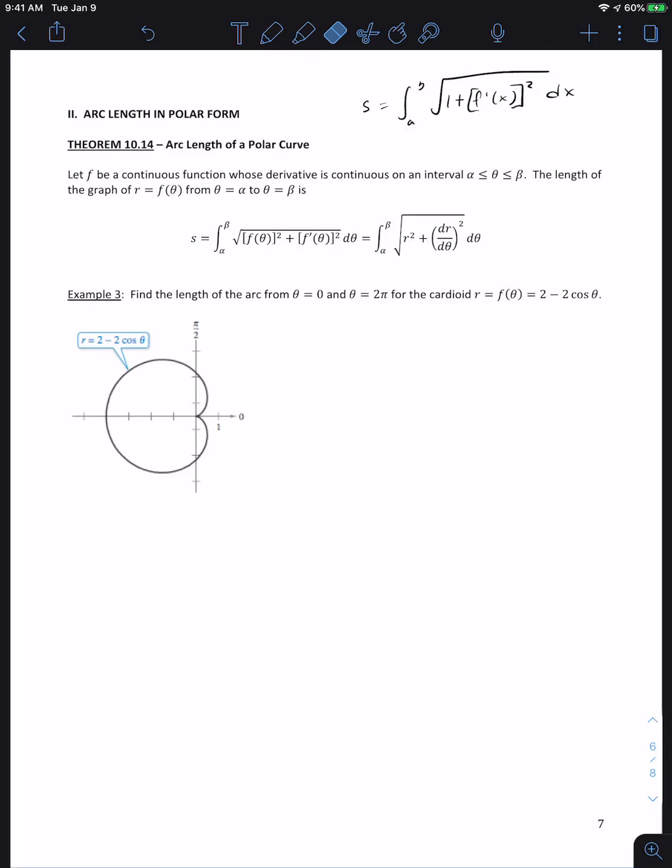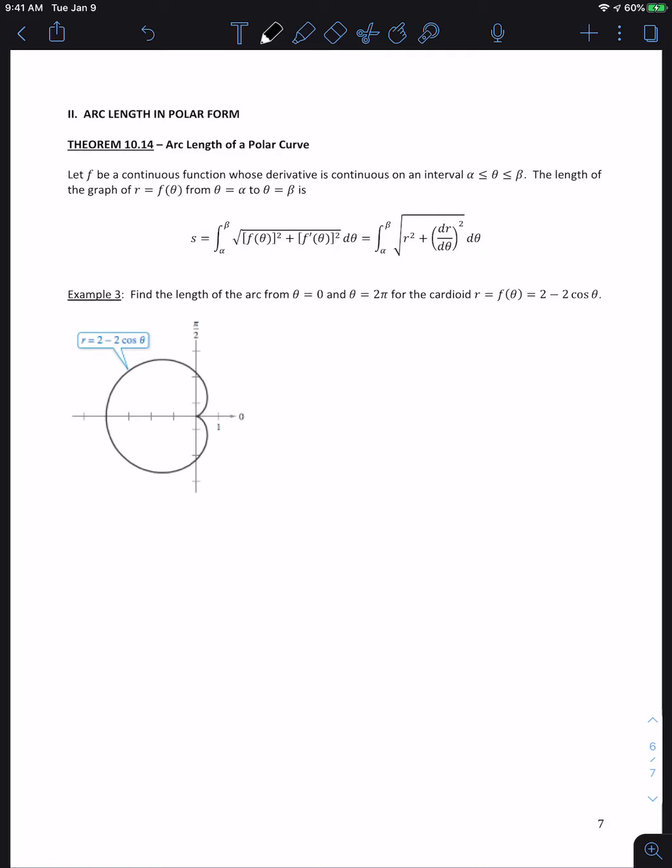So that was our formula for the rectangular coordinate system. Now what about when we have things in terms of polar curves? We're still able to do that, but our formula looks a little bit different. Not too much different though. It's still got the square root, and we're still squaring stuff. But here is the formula.